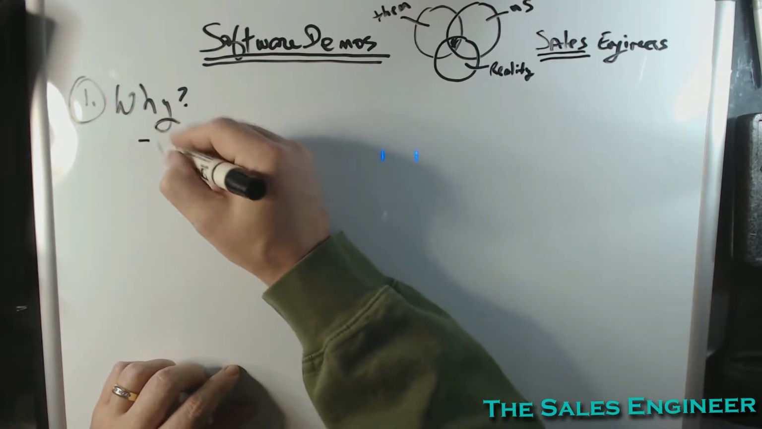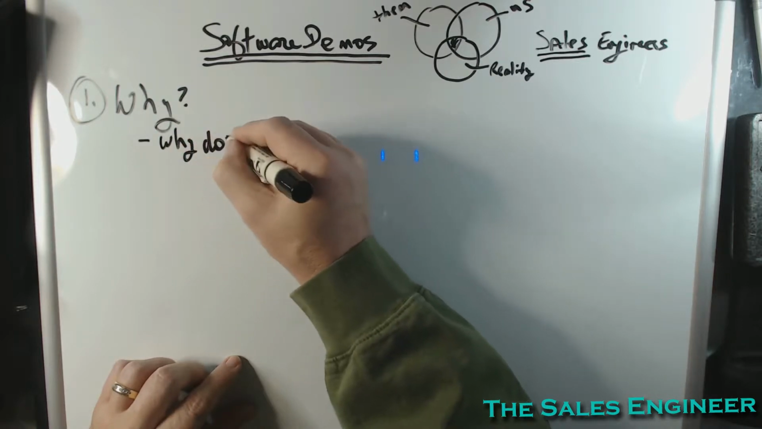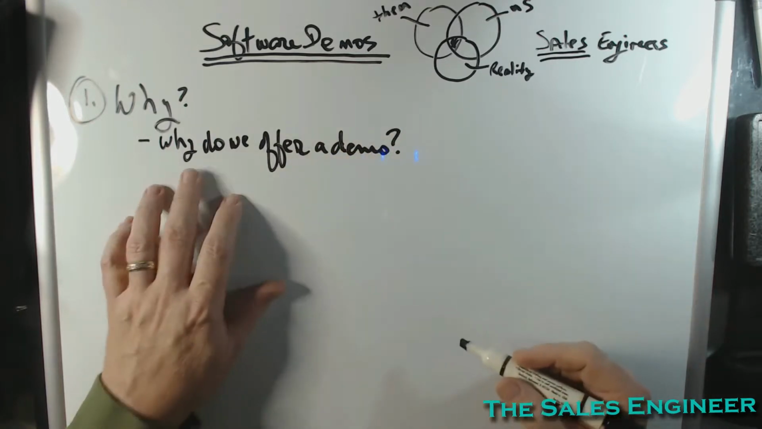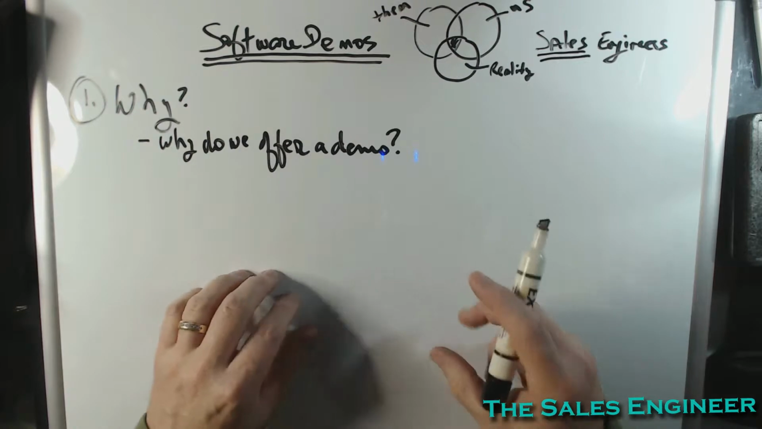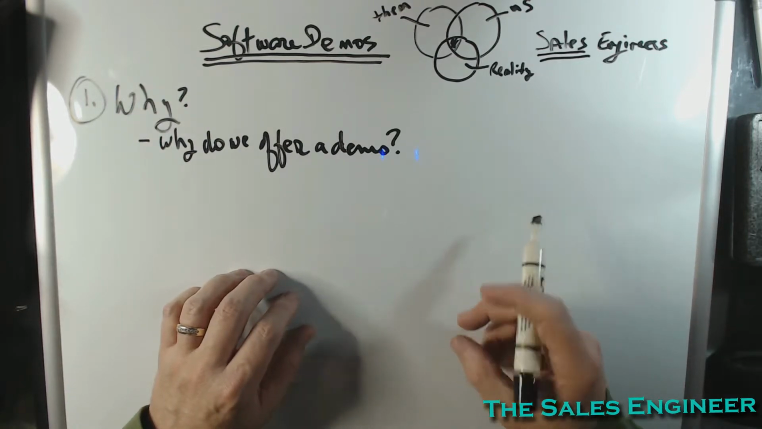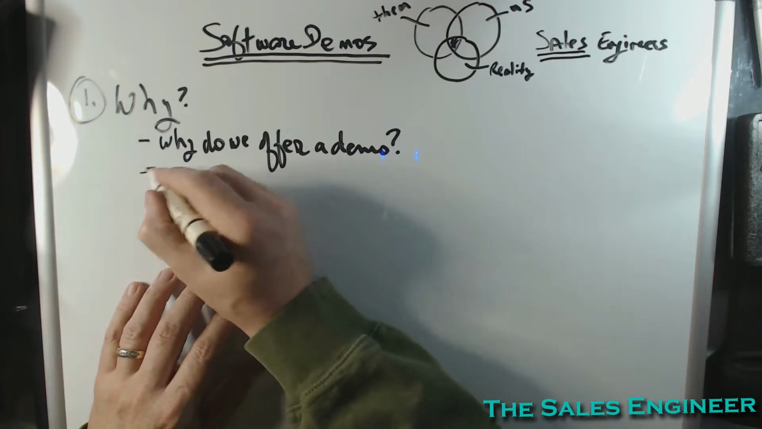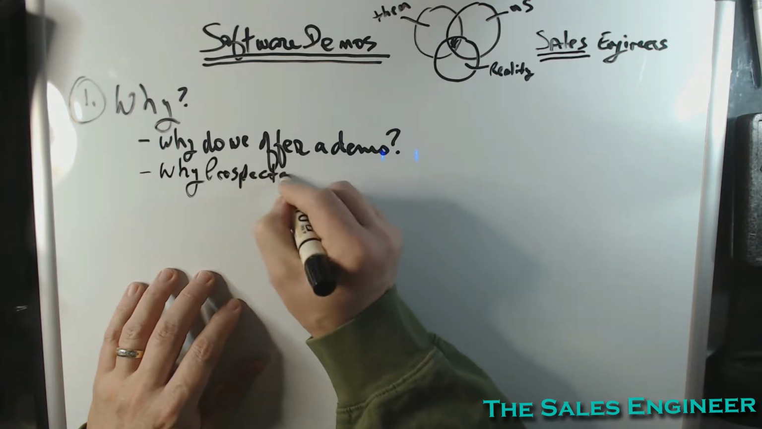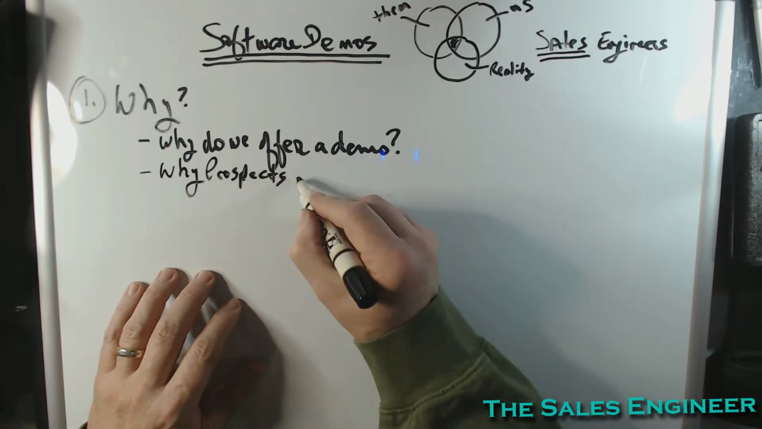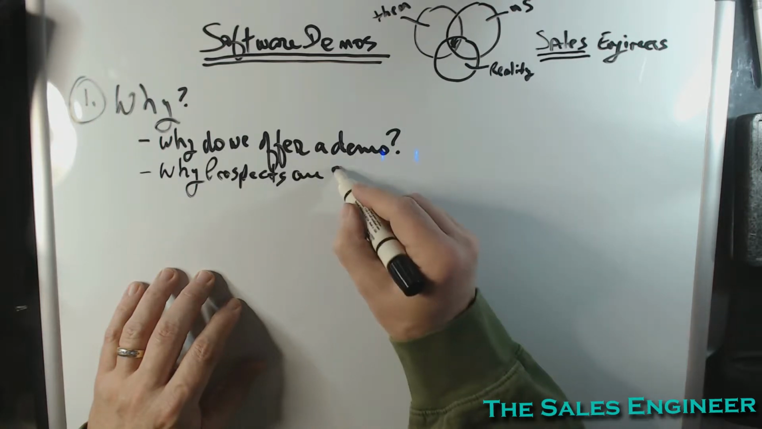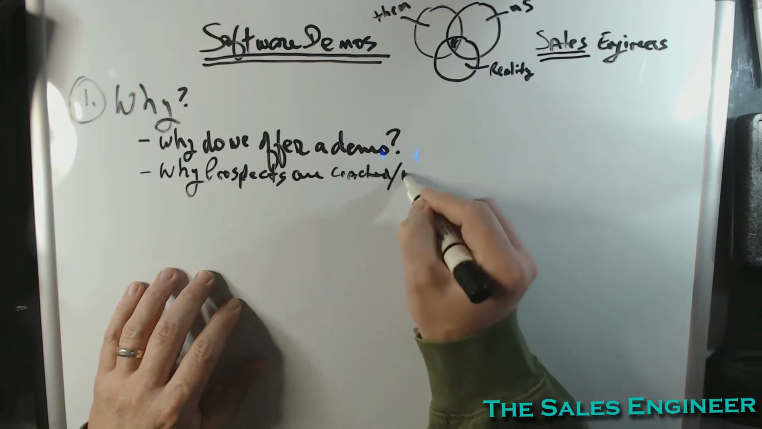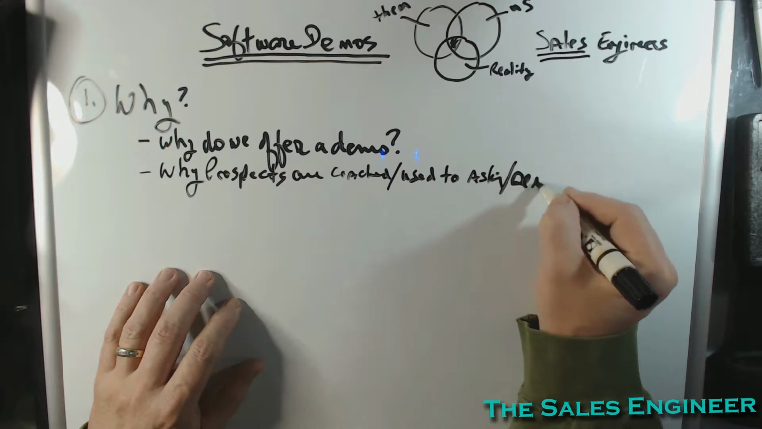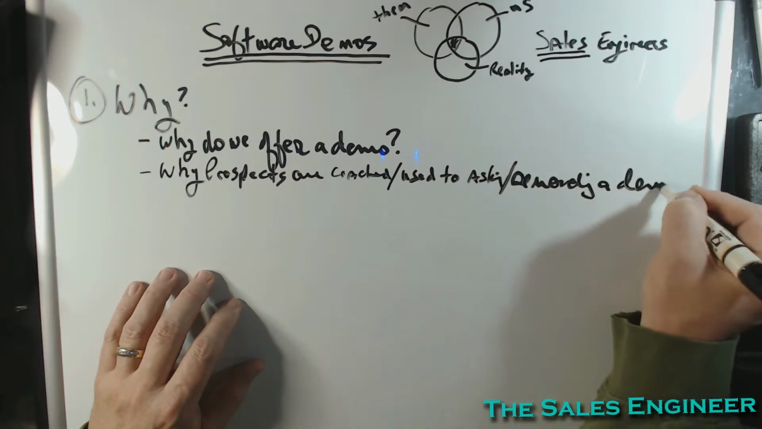But think about it. Why do we offer a demo? Why would you say, hey, how about a demo in the sales process? Does that really make sense? And how and why are prospects calibrated, if you will, why prospects are, I don't know, coached or used to asking or even demanding a demo?